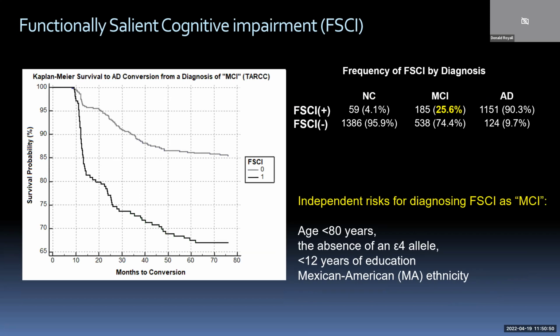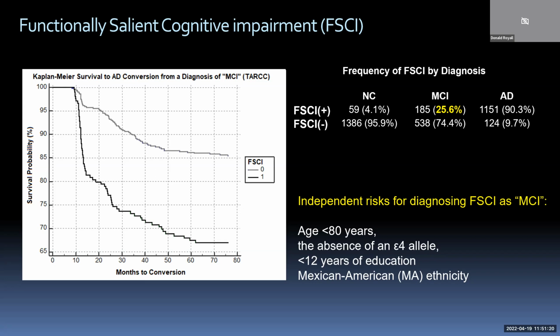So here are their survival curves. The curve on the bottom is the group that D said was demented at baseline. The other group is the group of MCI cases that D agreed were not demented, and they have very different survival curves. It looks like a quarter of the MCI cases were labeled by D as having a functionally salient cognitive impairment at baseline, not to say dementia, because the clinicians looked at each of these cases and said they weren't demented.